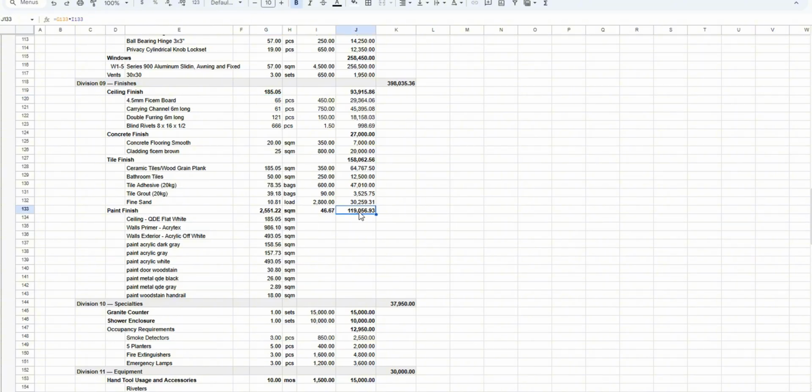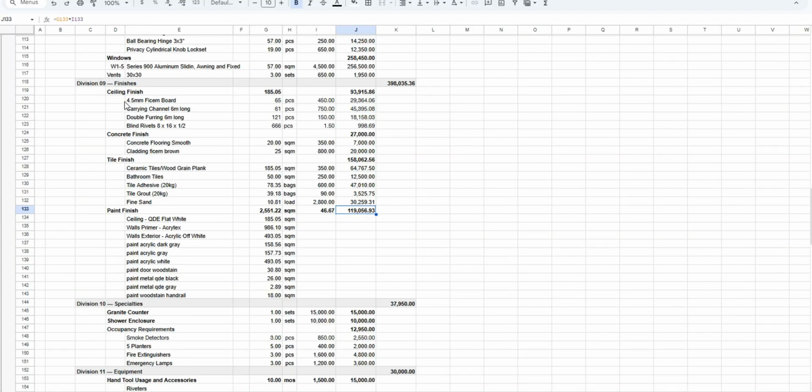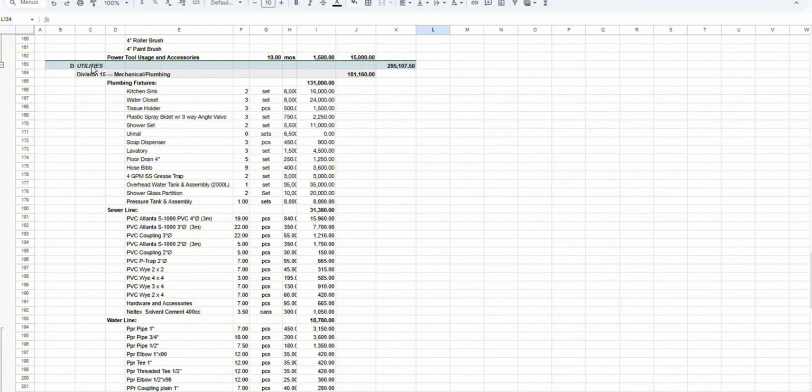So I know that 119,000 will be for my paint, and then I would go there and look for the labor. But you see here, it's also not broken down, so I do not know how much labor cost goes into paint alone, because those finishes go into ceiling, concrete finish, or wall finish, tiles, and then painting. So I have another example where I break them down even further so that I can subcontract it and have the workers or the painter quote it beforehand, and I will have a more realistic approach to my bill of quantities.